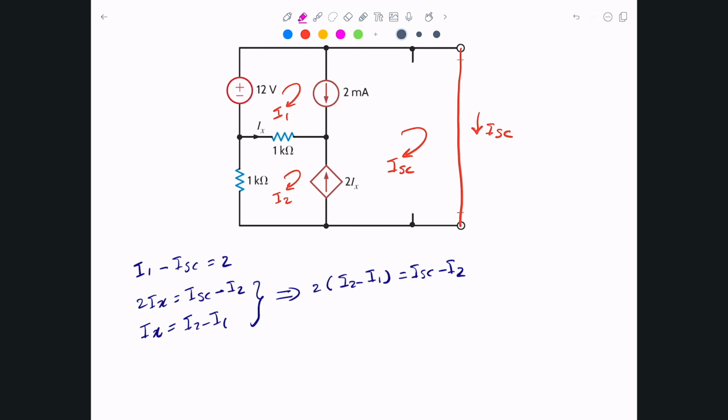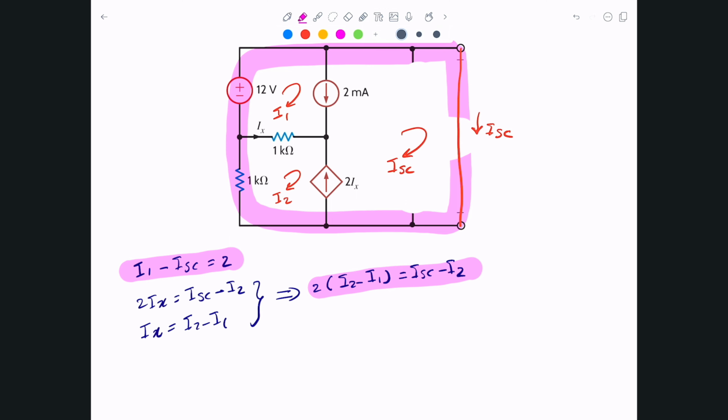Let me highlight the equations we have. We have this one equation, and this is another, and we need a third equation in order to solve all three. The third equation we will get from the super mesh. Let me explain. The meshes are sharing a lot of current sources, so that will be the big mesh we'll be using. We'll be removing this here, and technically this is also removed. That leaves us with this big mesh that I highlighted in pink.